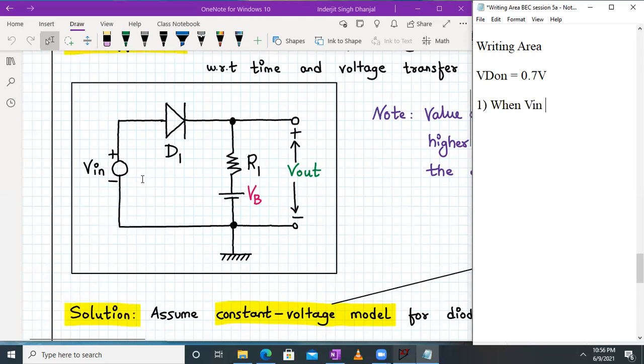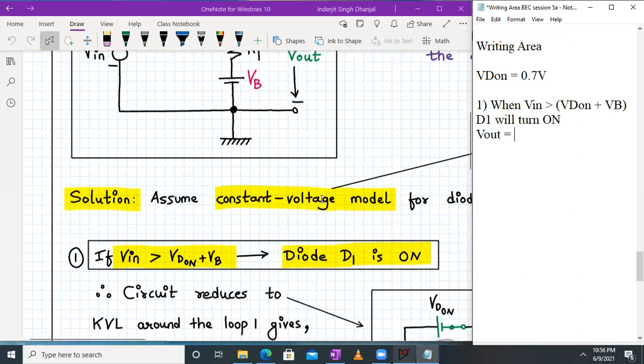That means Vin has to be that much greater than the diode voltage plus VB value for the diode to turn on. So that means Vin has to be greater than VD on plus VB value. Then only the diode D1 will be on. So diode D1 will turn on, and we have to check the output voltage. What is the output voltage? So let us see that now.